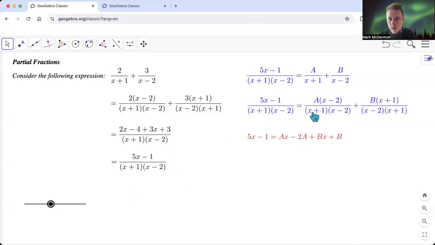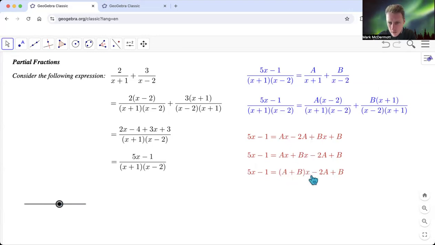So we get 5x minus 1 equals, expanding the A in, Ax minus 2A plus Bx plus B. Then let's bring the x terms together. So we get Ax plus Bx minus 2A plus B, because what we're going to do now is take x out as a common factor of this. Take x out, you're left with A plus B, minus 2A plus B. So x is a common factor.